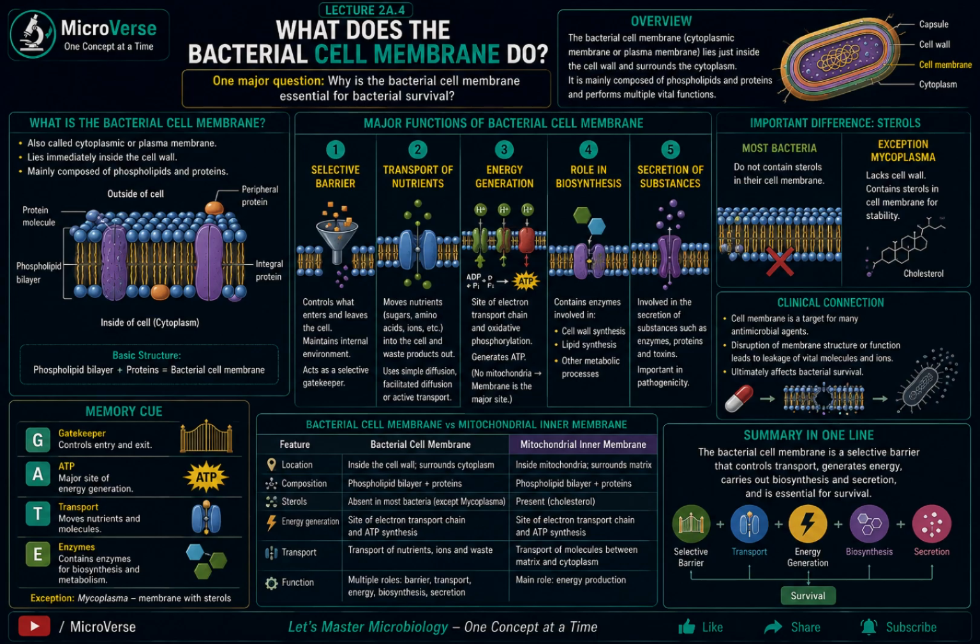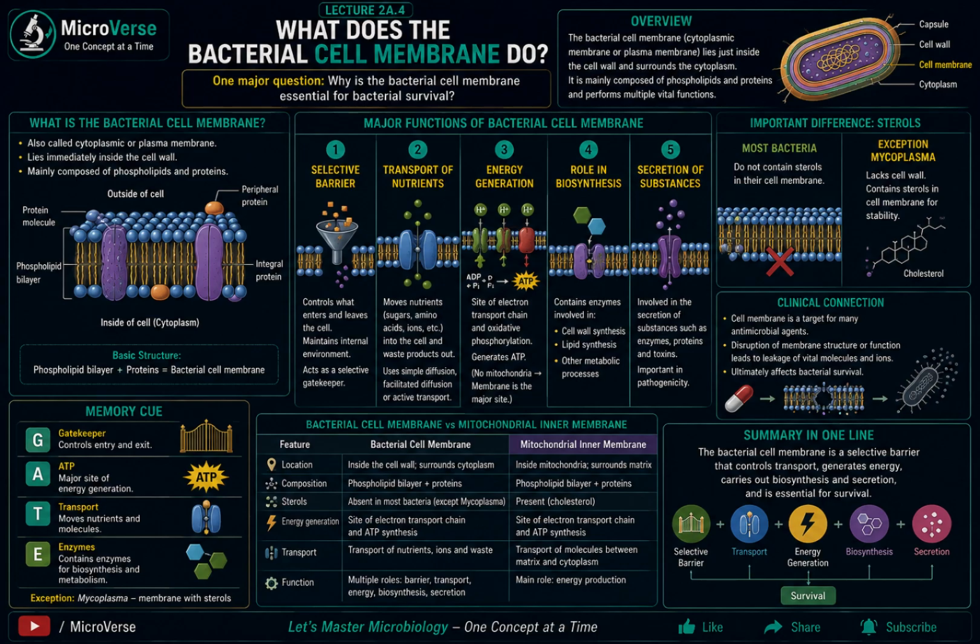Next, transport of nutrients. Bacteria need nutrients such as sugars, amino acids, and ions. These substances must cross the cell membrane. The cell membrane uses different transport mechanisms to move materials into or out of the cell. Some substances move according to their concentration gradient, others require energy. So another important function is transport of nutrients and other molecules. Without this controlled transport, the bacterial cell could not maintain a normal metabolism.